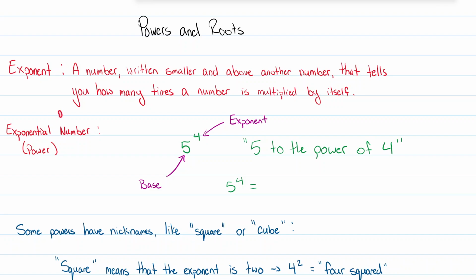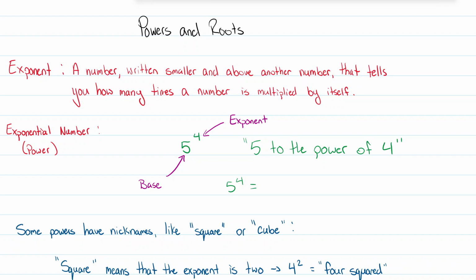When we look at exponents, we're going to look at something called an exponential number, or just a power, as it's sometimes called. A power has two parts. It's got a base, which is this little 5 here, and it's got the exponent that we talked about, that little number above the 5. We call this a power, and we say 5 to the power of 4. So it's the base to the power of the exponent.